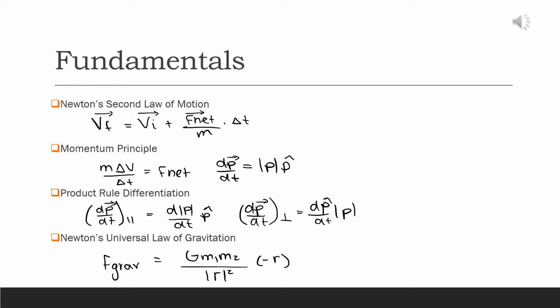We can also apply Newton's universal law of gravitation, which equals the gravitational constant times the multiplication of the masses of the two objects that we're studying, over the magnitude of the distance between these two objects squared, multiplied by the direction. All of these components will allow us to get to the mass of the black hole, which is the main objective of this experiment.